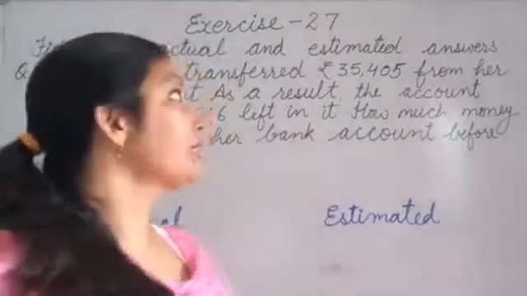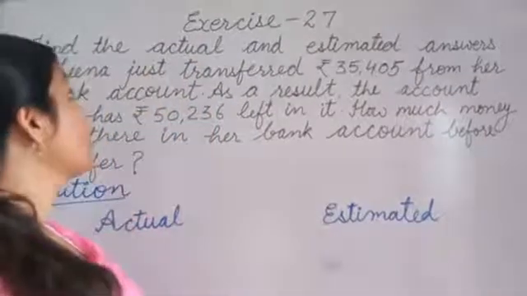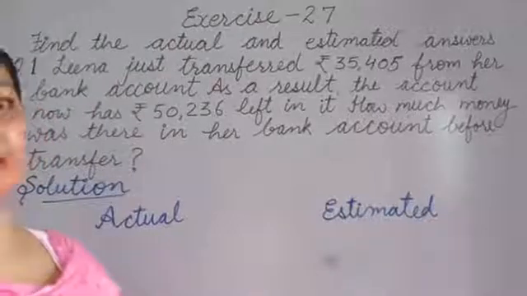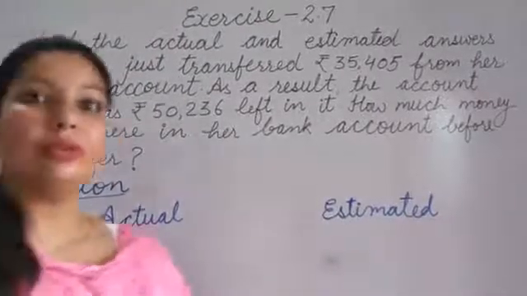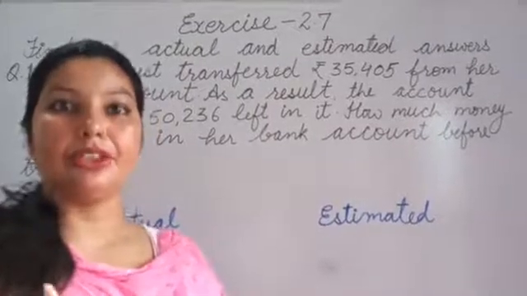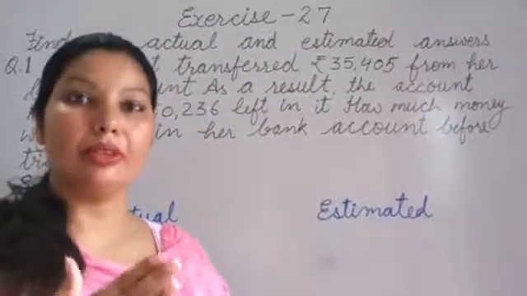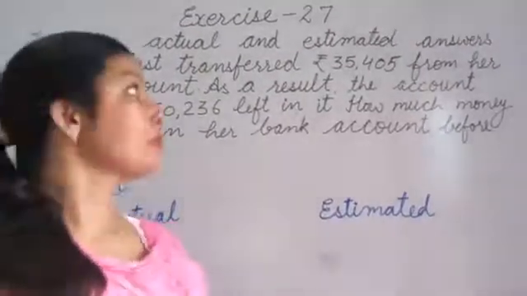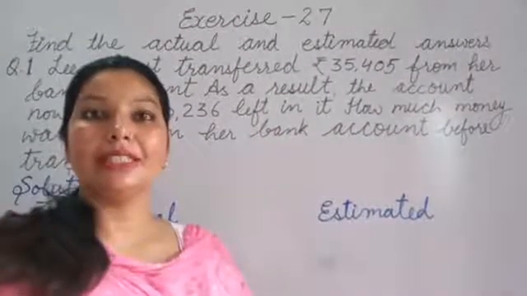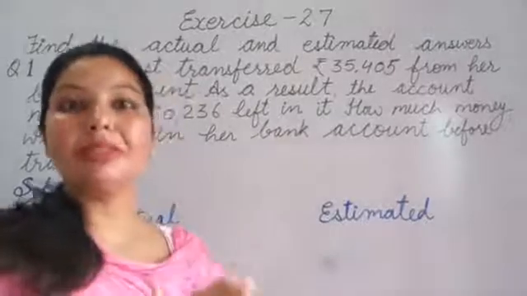Today we will start our exercise 2.7. In this exercise we have to find actual and estimated answer. First of all you have to know what is actual. Actual means real, the reality. And estimated means approximate. In estimation you have to find approximate answer.